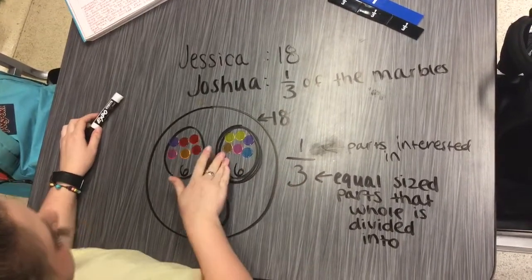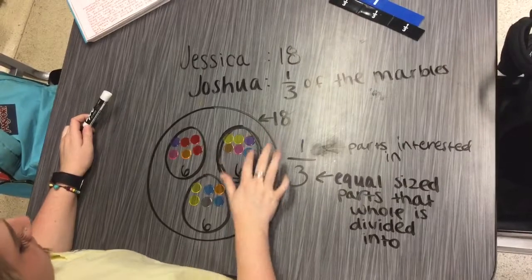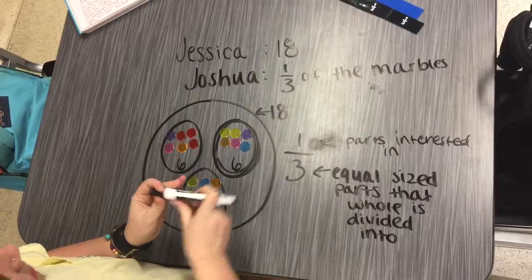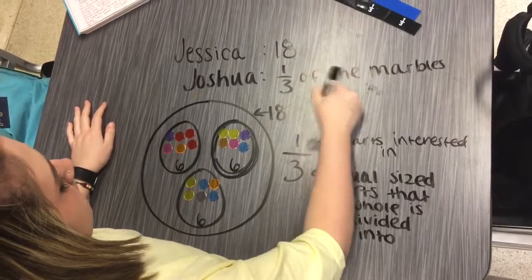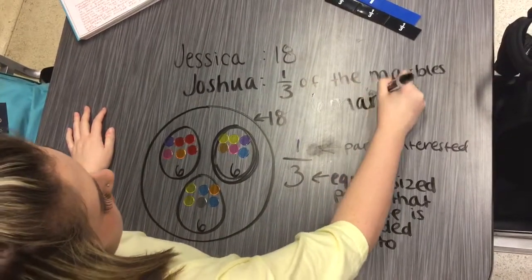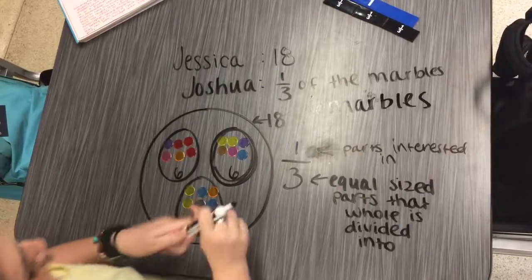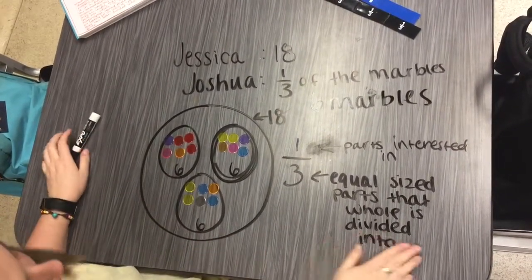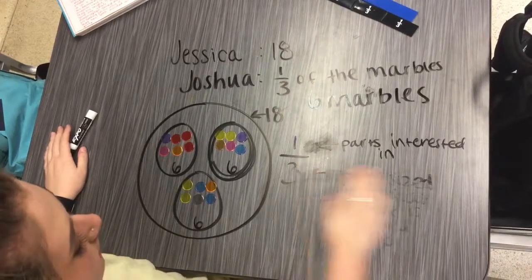As you can see here, we have 6 counters in our circle. So Joshua, therefore, has 6 marbles. So that was our set model. And now we're gonna do our linear model.